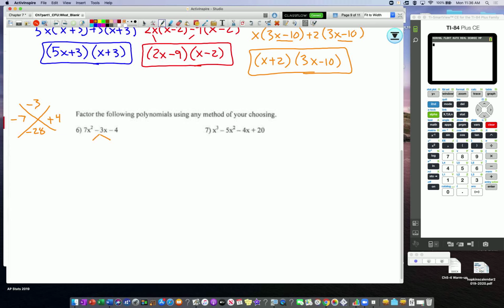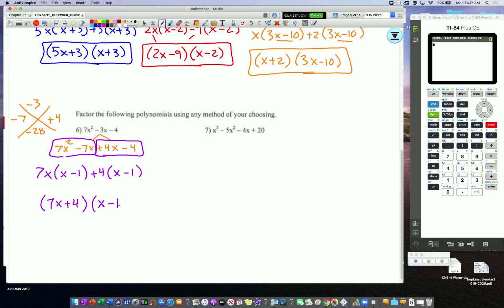So I can rewrite this minus 3x as minus 7x and 4x. Bring down the 7x squared. Bring down the minus 4. All right, group the first two together. I have 7, I can pull out a 7 and an x. I'm left with x minus 1. Group the last two together. They share a 4, x minus 1. So the outsides is 7x plus 4 sets of x minus 1.